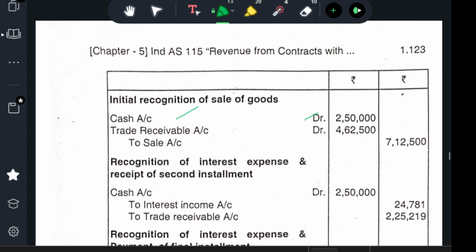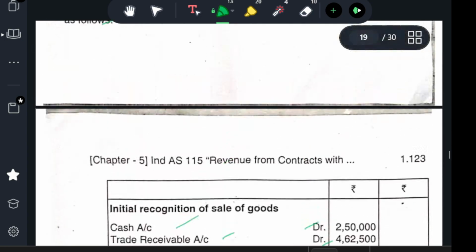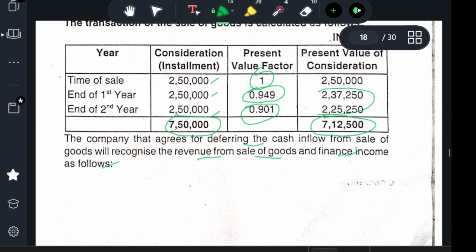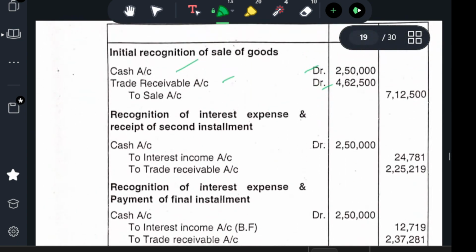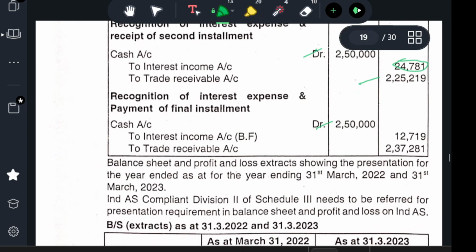Cash 2,50,000, trade receivable 4,62,500, so sales 7,12,500. Then cash 2,50,000, interest income 24,000, trade receivable 2,25,000. And cash in the third year 2,50,000, interest income 12,715, trade receivable 2,37,251.